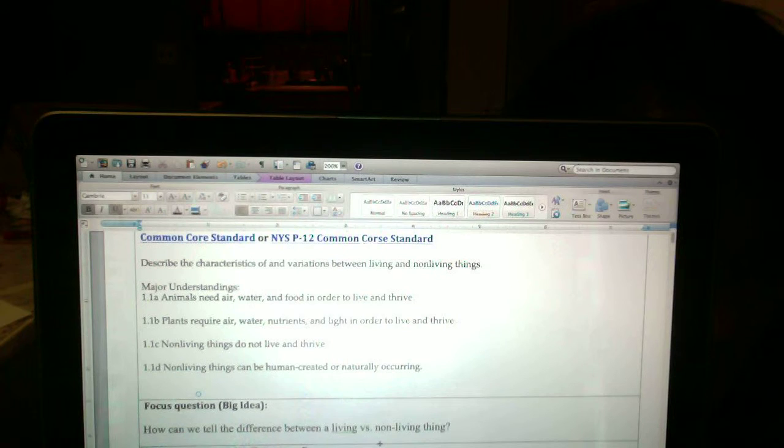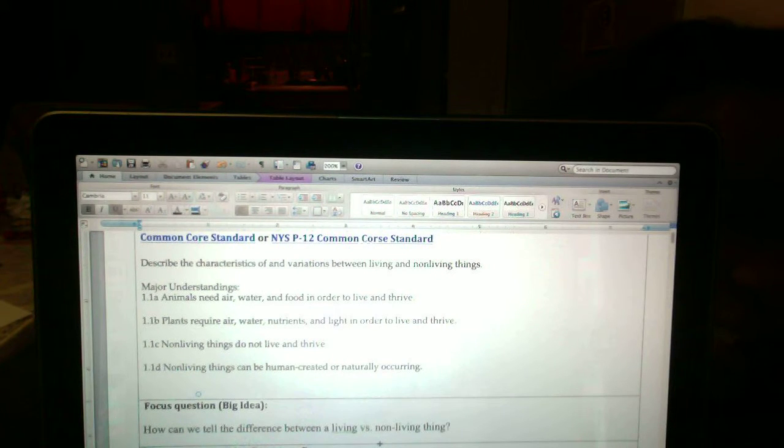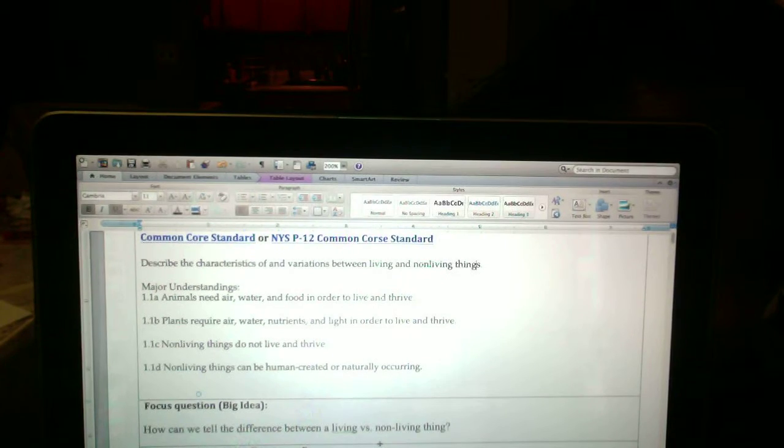The Common Core standard that I hope to reach by the end of this lesson is that students will be able to describe the characteristics of and variations between living and non-living things. The major understandings that I hope they receive are that animals need air, water, and food in order to live and thrive. Plants require air, water, nutrients, and light in order to live and thrive. Non-living things do not live and thrive. Non-living things can be human-created or naturally occurring. My big idea, or my focus question, is: how can we tell the difference between a living and non-living thing?